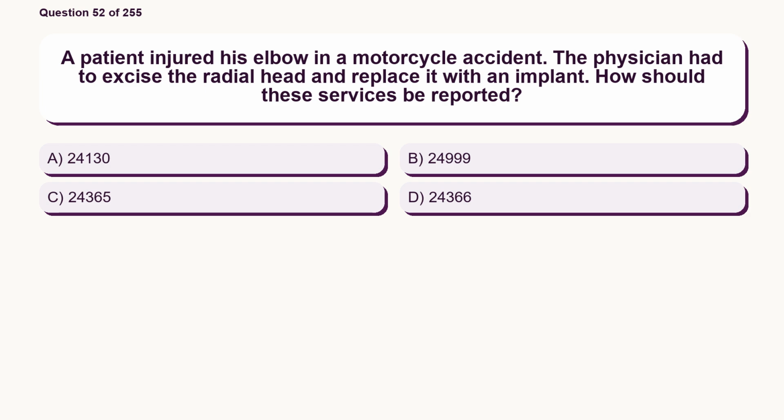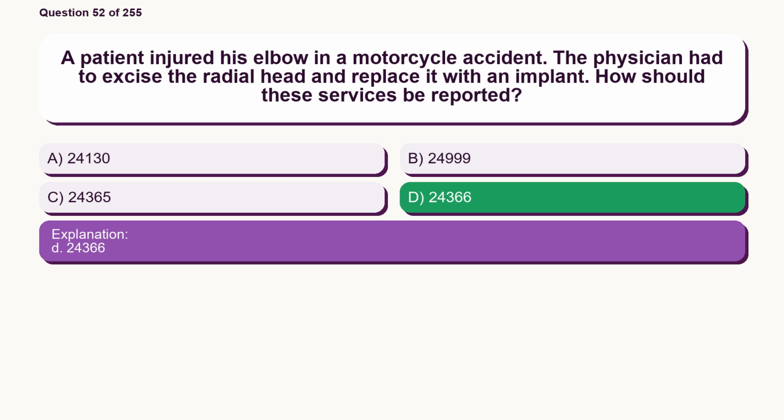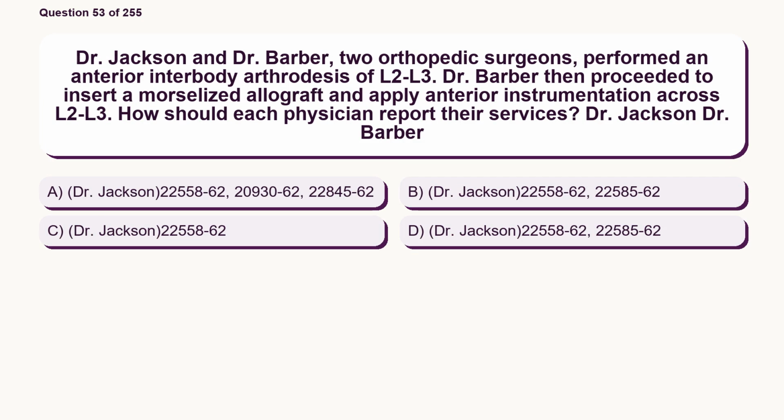A patient injured his elbow in a motorcycle accident. The physician had to excise the radial head and replace it with an implant. How should these services be reported? Option A, 24,130. Option B, 24,999. Option C, 24,365. Option D, 24,366. The correct answer is option D, 24,366. D, 24,366. Question 53. Dr. Jackson and Dr.